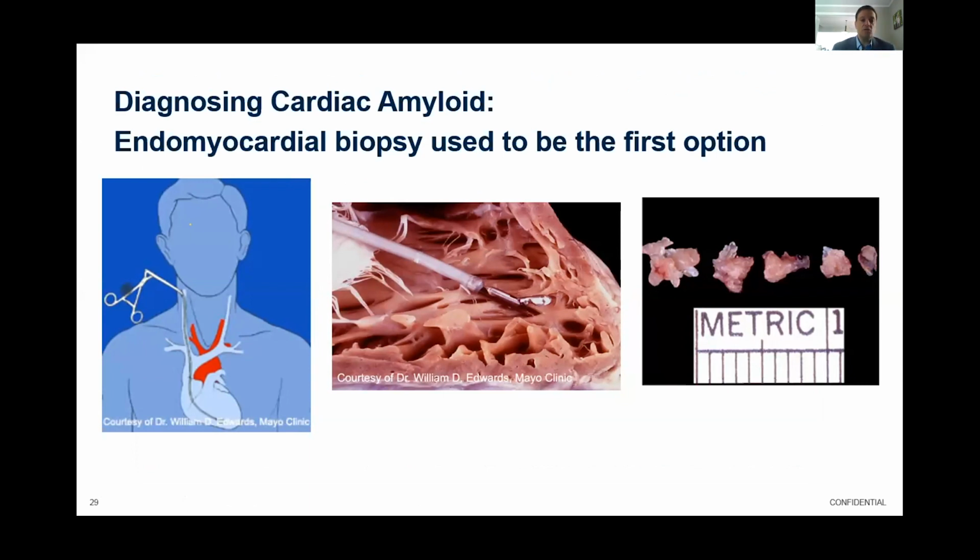Now, how do we diagnose this? This is going to be discussed a lot more on Friday, so I'm not going to spend a lot of time on this. But we used to go to endomyocardial biopsy first, using a transjugular approach. We basically go onto the right ventricular septum and take 4 or 5 booger-sized pieces of myocardium. However, there's a rate of perforating and causing tamponade of a bit under 1%.